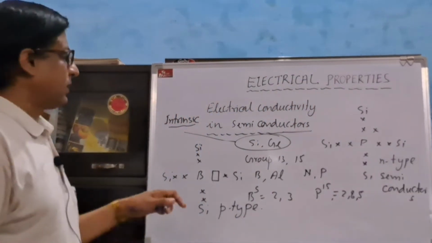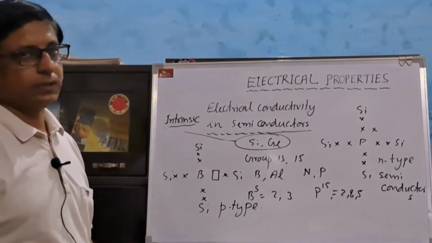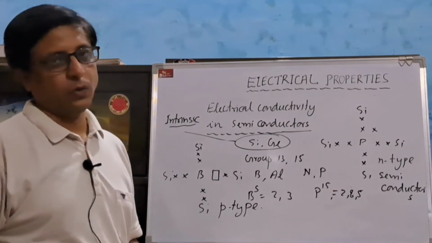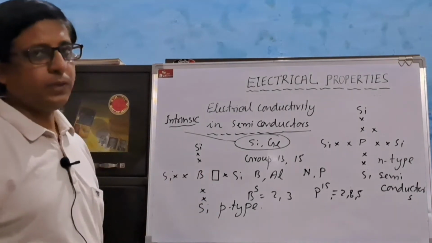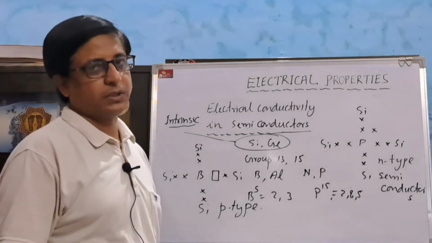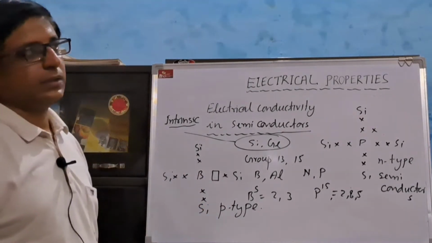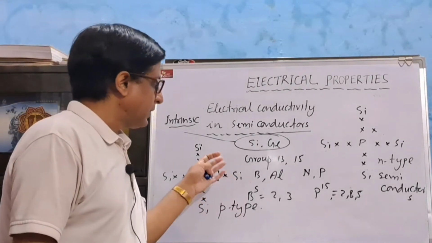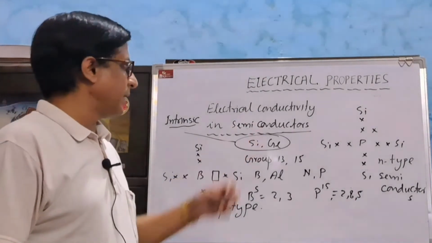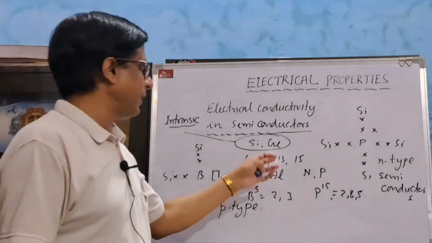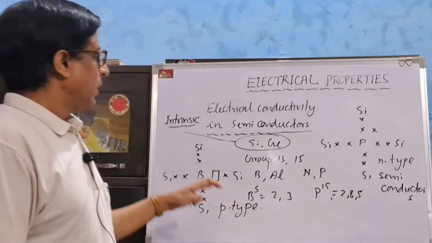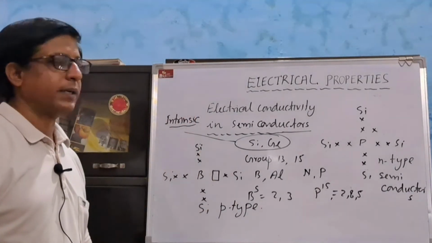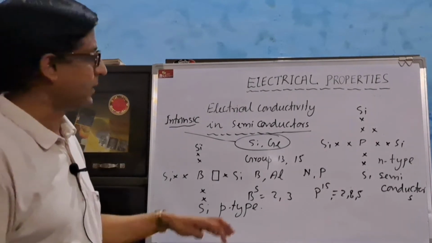So we have discussed electrical conductivity in semiconductors. In case of semiconductors, the energy gap between the valency band and conduction band is very low, and upon heating, the electrons can easily transfer from the valency band to the conduction band, and therefore semiconductors show electrical conductivity upon heating. Conductivity increases upon heating. Similarly, if we dope semiconductors such as silicon or germanium with group 13 or group 15 elements, they are known as extrinsic semiconductors. The conductivity of these semiconductors increases by doping.